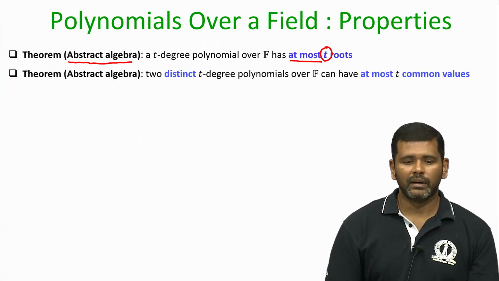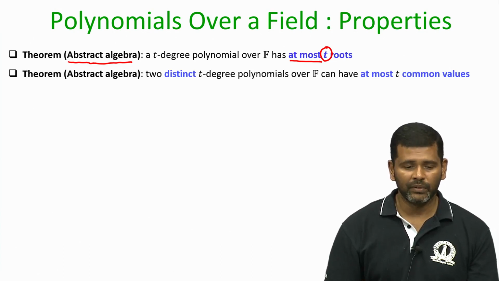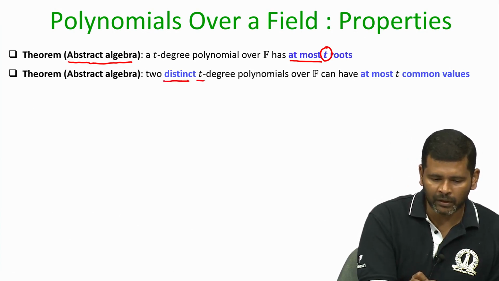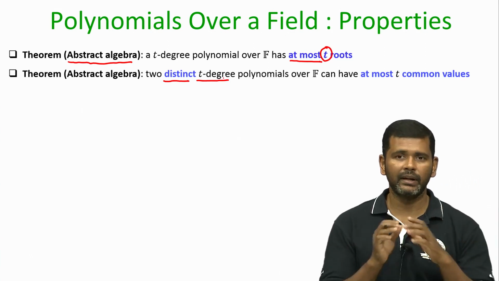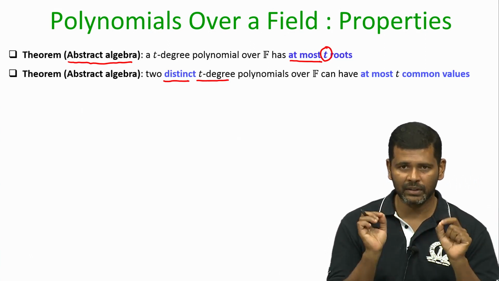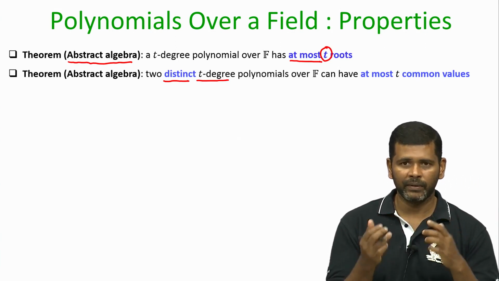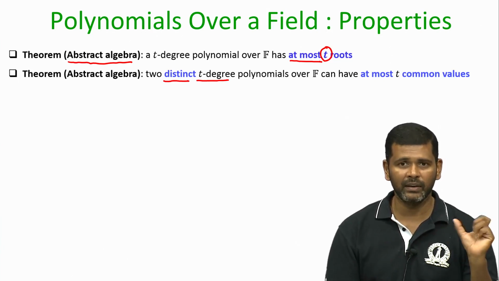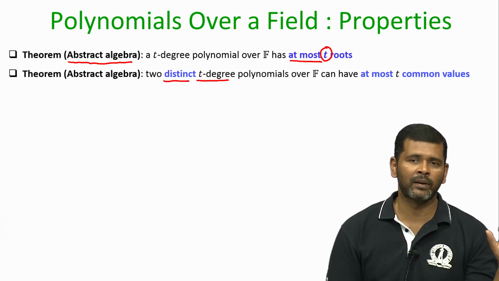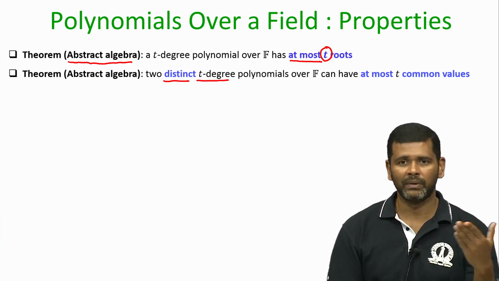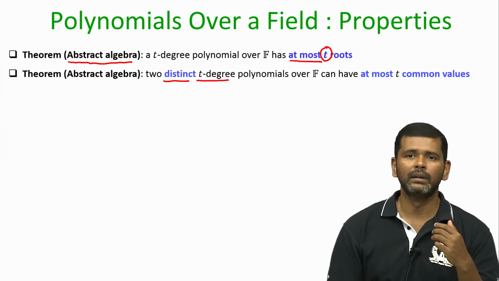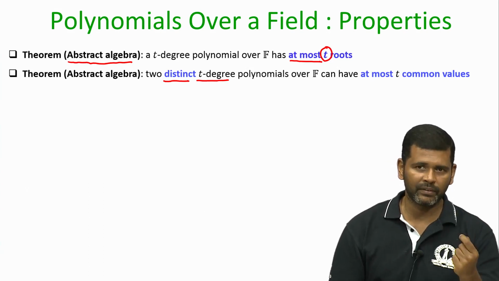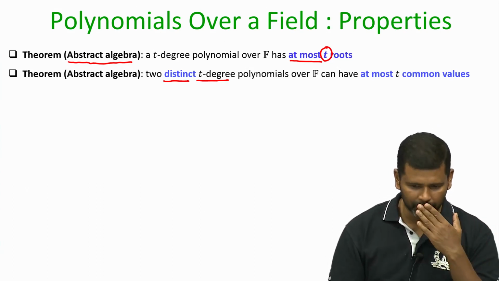Another interesting result regarding polynomials over the field which we will be using is the following. If I consider two different t degree polynomials, and when I say different t degree polynomials, by that I mean there is at least one power of x for which the corresponding coefficients are different in the two polynomials. It is not the case that all the coefficients of both the polynomials are identical, because if that is the case, then basically they are the same polynomial. When I say that they are different polynomials, at least one of the powers of x will have different coefficients in the two polynomials.